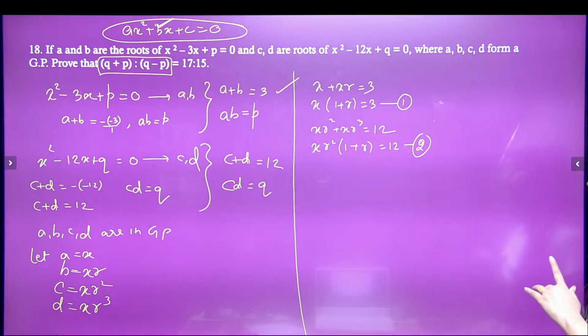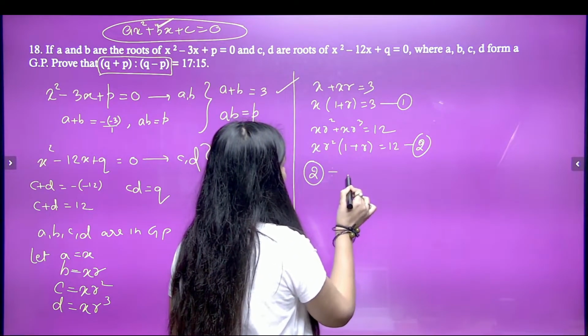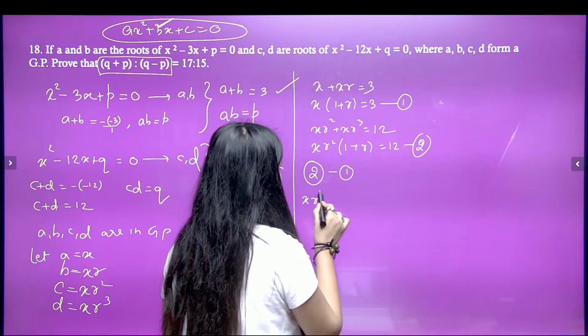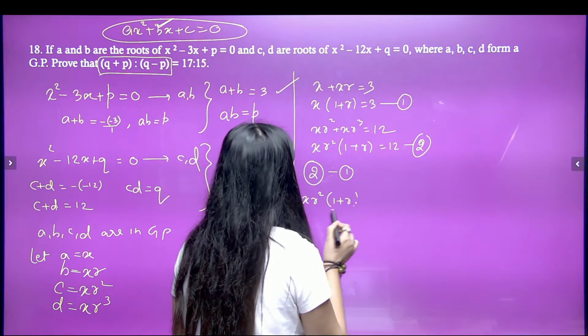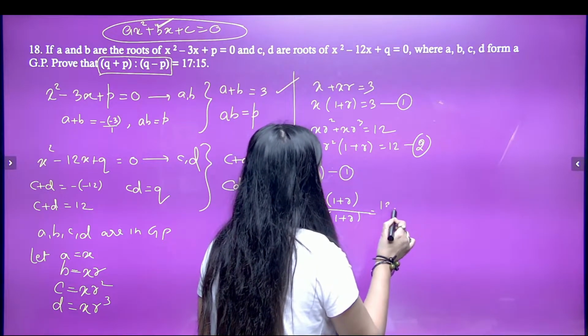Now if I divide 2 by 1, then it is xr square into (1 plus r) by x into (1 plus r) is equal to 12 by 3.